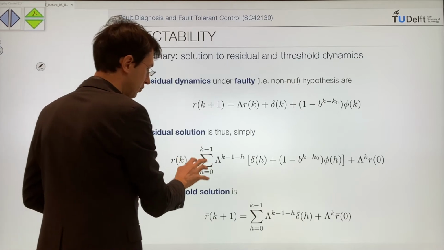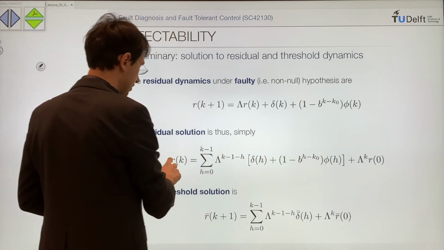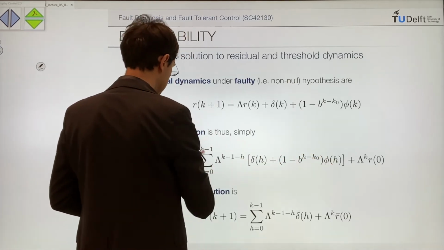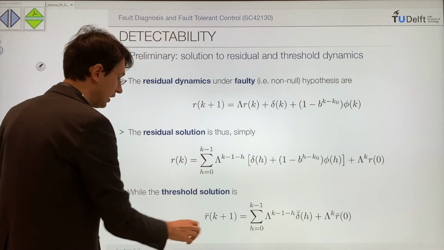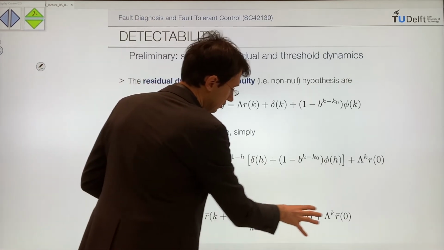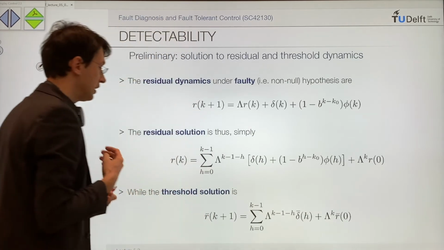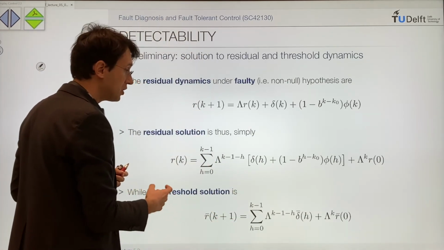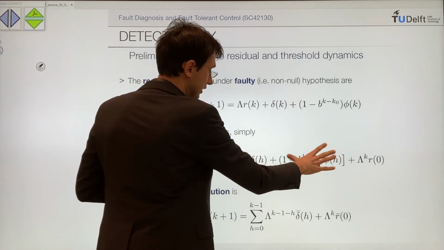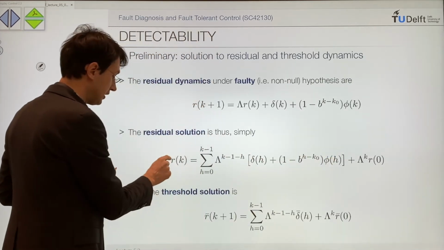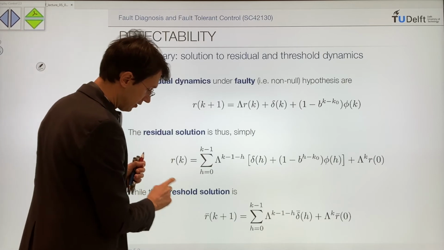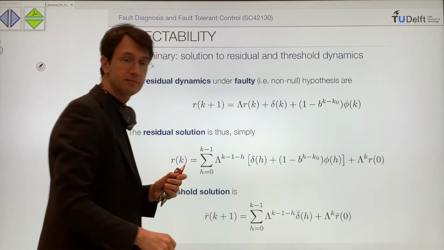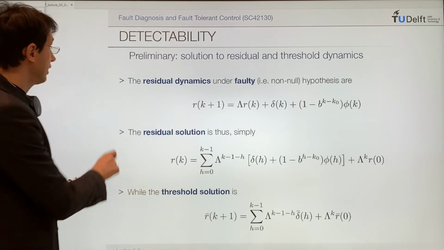So this is a convolution sum. So this is no longer a difference equation. This is a solution. And similarly, this is the solution for the threshold. We need now to compare the two. And we need to see under which condition phi, that is here, is such that this one, in absolute value, is crossing this one on a component by component basis.